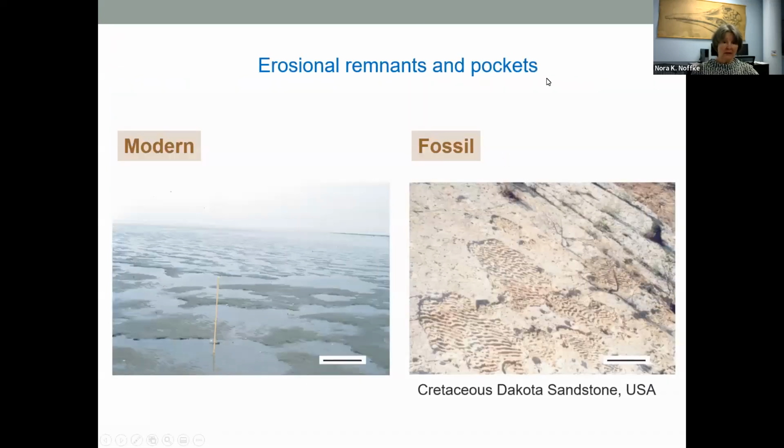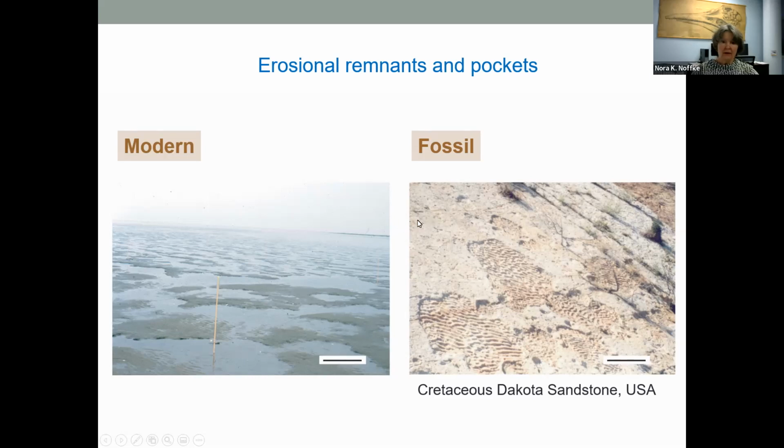Erosion remnants and pockets. Again, you've seen this photo before, right at the beginning of my talk. The scale is here 1 meter. You see that the surface is arranged into elevated surface parts that are planar and overgrown by microbial mat, in this case, an endobenthic type. Whereas here, those surface areas are deeper. They're filled in this photo with water and have ripple marks. So here is no microbial mat. And here the same situation from the fossil record from the Cretaceous Dakota sandstone.